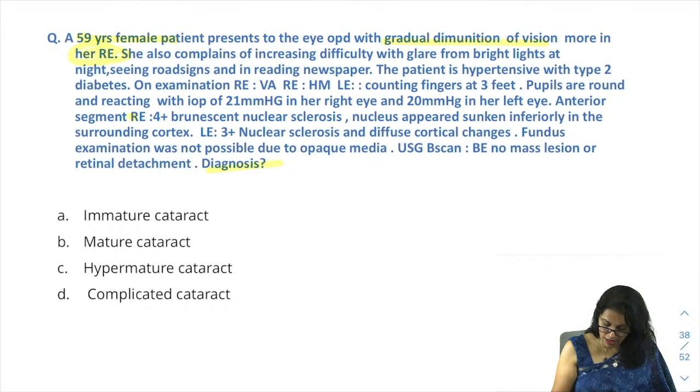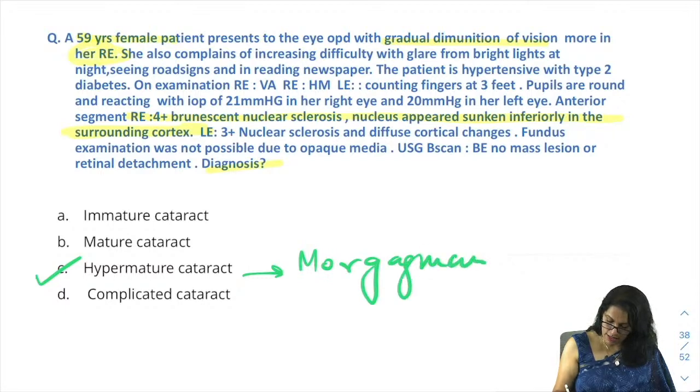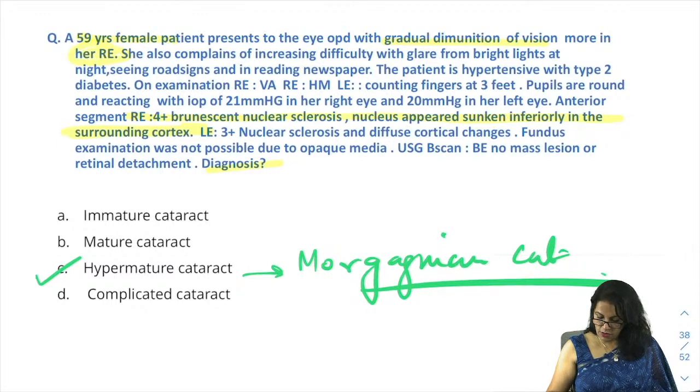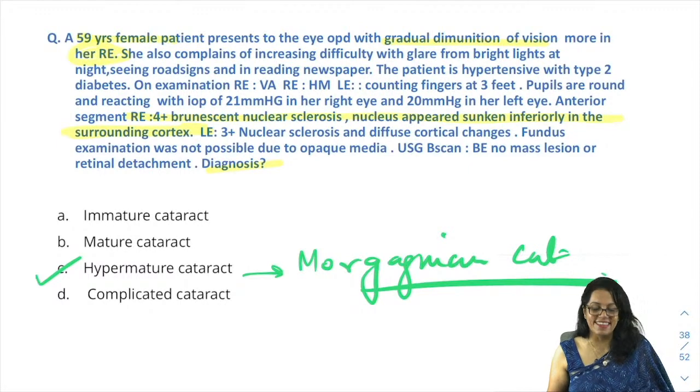Now here is the main crux. Right eye, brunescent nucleus sclerosis, sunken inferiorly in the surrounding cortex. So simple. So we are talking about Morgagnian cataract, which is what you have to know. Left eye also there is nucleus sclerosis and diffuse cortical changes. Fundus examination was not possible due to opaque media. You may not always be able to comment on the fundus here, right?